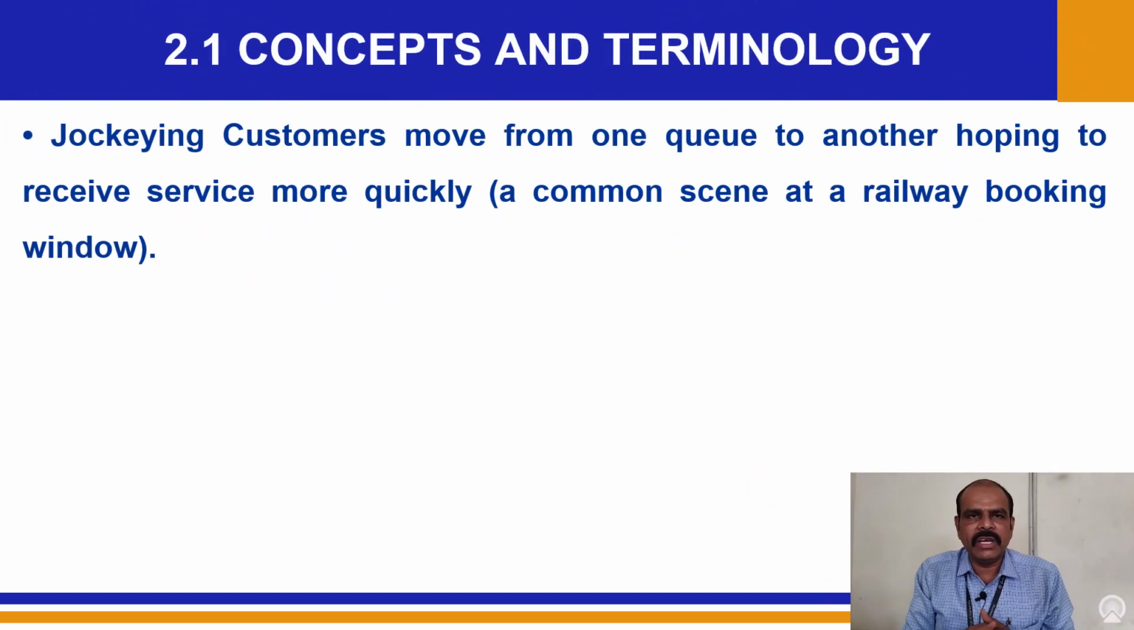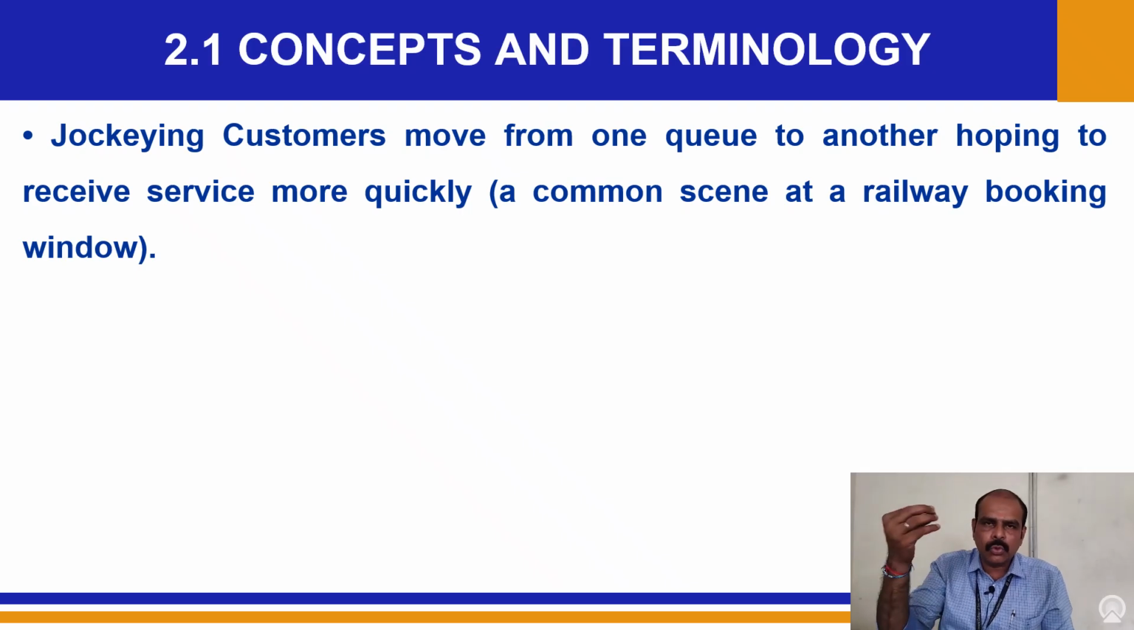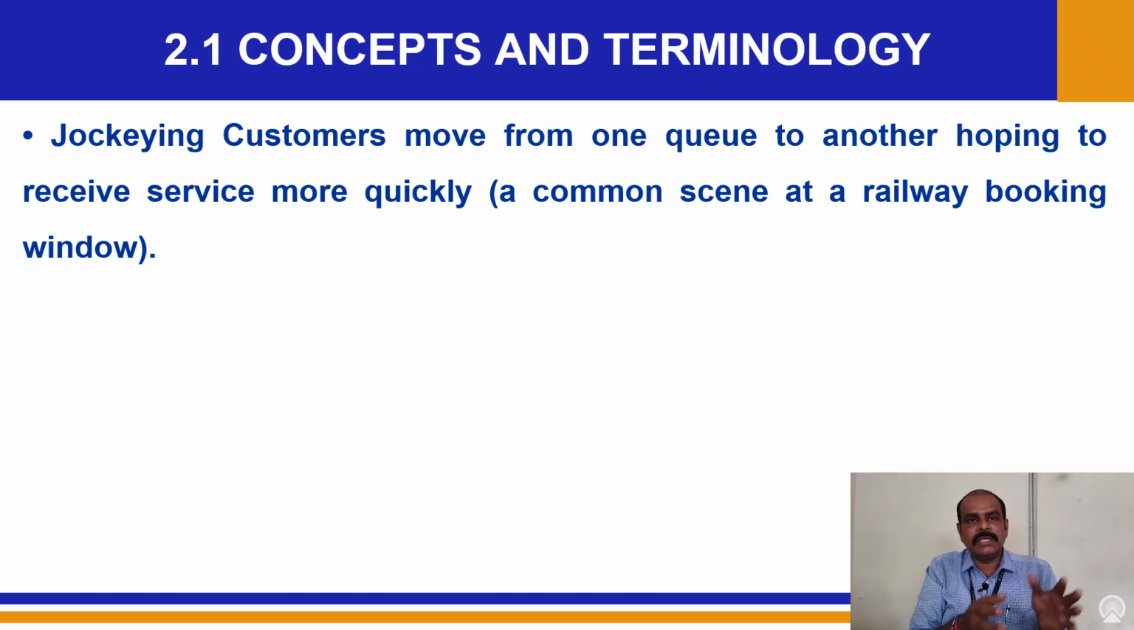Then the third behavior is jockeying customers. Jockeying customers move from one queue to another, hoping to receive service more quickly. Okay, there are two counters. One counter is not moving at all and the second counter keeps moving, so it is very natural that they migrate from one to two. Usually we can see this in railway booking, offline cases. So these are all the three behaviors of a customer.